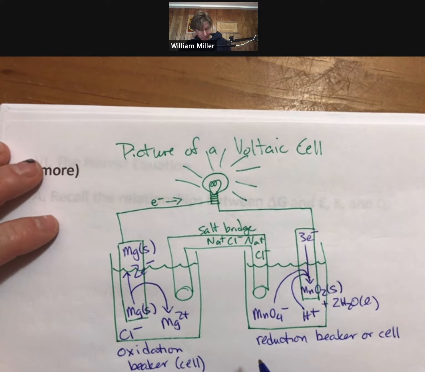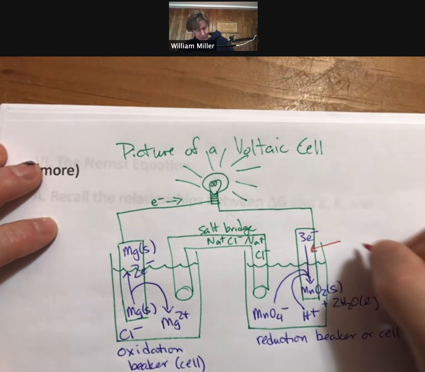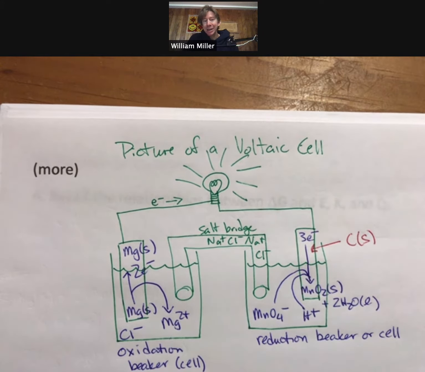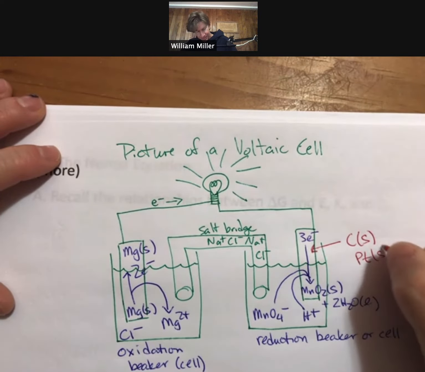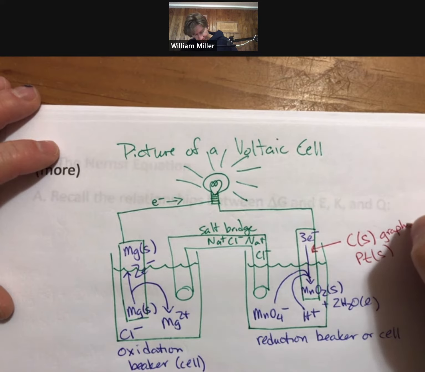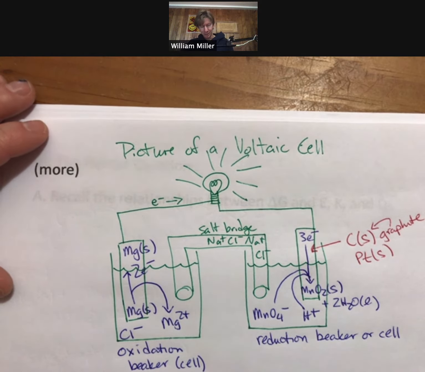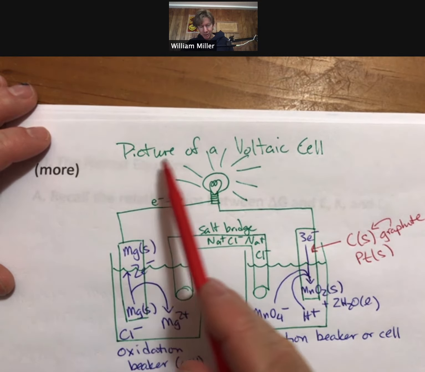Now let's see, details that we have not included that we need to. We have not told you what the identity of this electrode is, and we don't need it to be anything in particular. The only stipulation or requirement is that it can't react with anything. Good choices are carbon solid or platinum solid because they essentially react with nothing, especially the carbon, the graphite, if you will. But platinum's a good choice. I don't know what else you could use here, but those are safe choices anyway. So this is a complete picture of a voltaic cell.